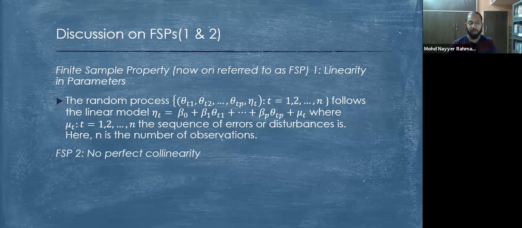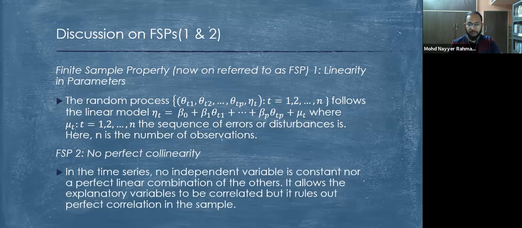The second finite sample property is called no perfect collinearity between the variables. In time series, it is particularly important to check this: that no independent variable is constant, nor a perfect linear combination of others.